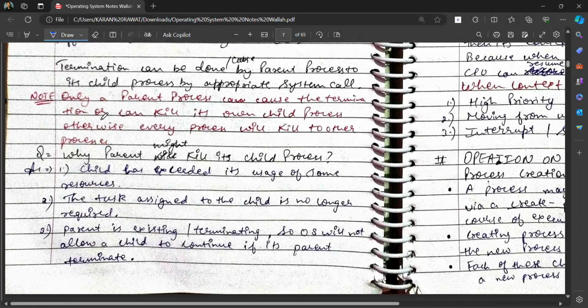So in this video we have discussed context switching and operations on processes, that is, process creation and process termination.